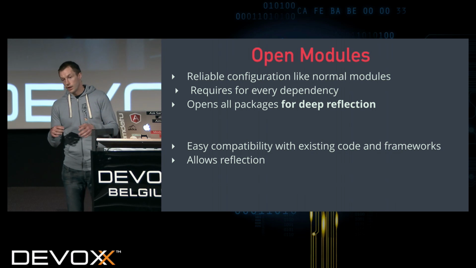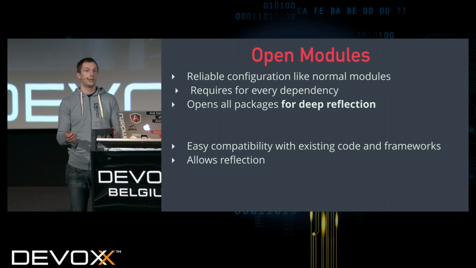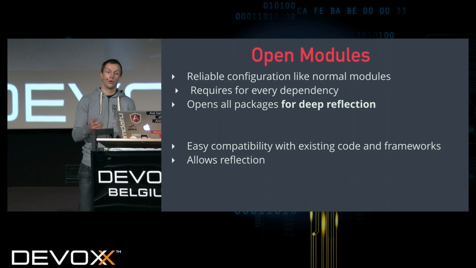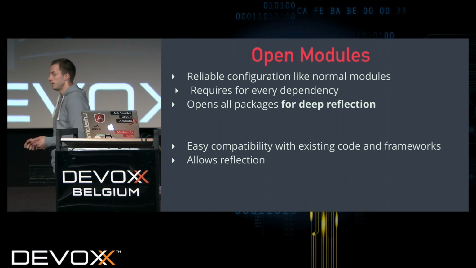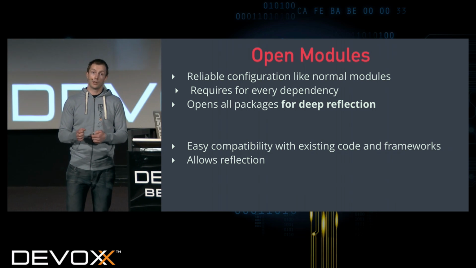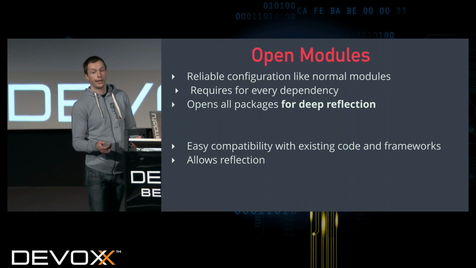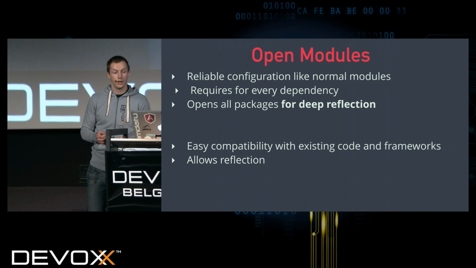And this is important. Those packages are not accessible at compile time, so no one can accidentally start using our implementation packages if you just open them. But they can be accessed using reflection, and even using deep reflection, so that means using stuff like setAccessible. That's exactly what we need for compatibility with frameworks like Spring and Hibernate, because Spring and Hibernate use reflection and they assume they can touch anything, because it has always been like that.